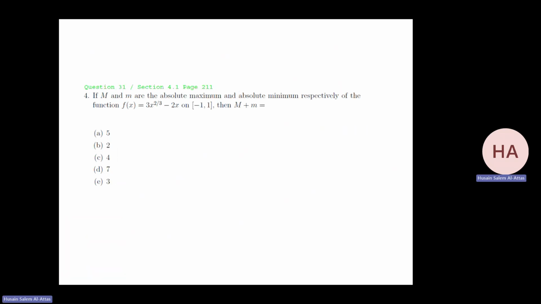Yeah, let me try to finish. Capital M and small m are the absolute maximum and absolute minimum. He wants their sum. Okay, the function is continuous, nothing to worry about. So I need to find f prime and the critical numbers.